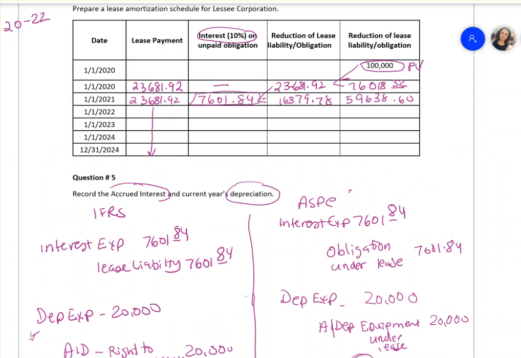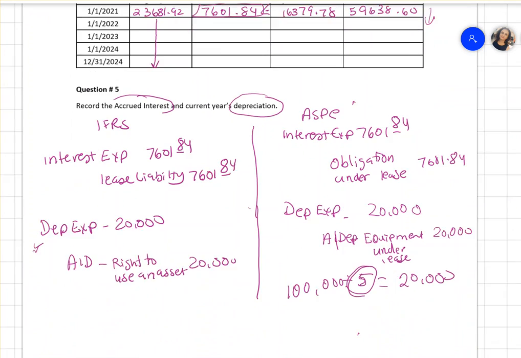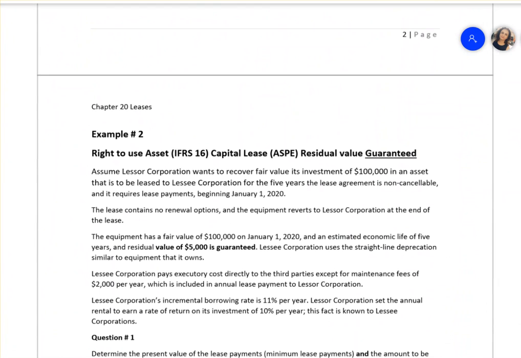Your interest expense will be calculated on the liability that is outstanding. So this outstanding amount is going to be decreasing, and the interest expense that you record will also be decreasing. So that's the only difference, but your debits and credits will not change when you are recording your accrued interest. So let's see now. We're going to go to our example 2.